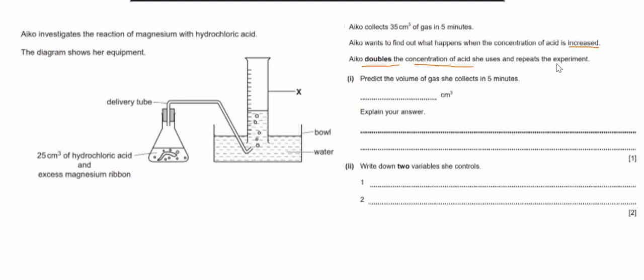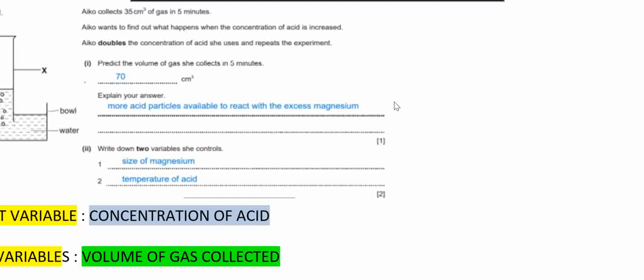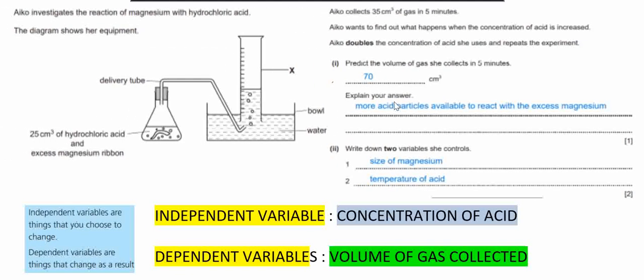She repeats the experiment. Predict the volume of gas she collects in 5 minutes. Since Ico doubles the concentration, before it was 35. Since it's doubled, our prediction will be double 35. 35 times 2 is 70. So that will be our answer: 70 cubic centimeters as it doubles. The reason is more acid particles are available to react with excess magnesium.